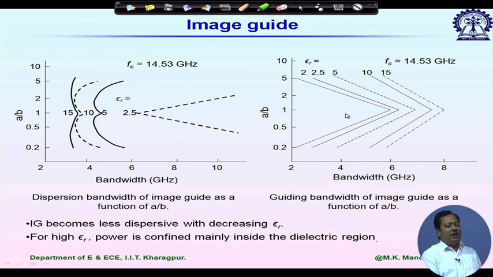Here we have the opposite variation. At A equal to B, it has the highest value, but with increasing epsilon r, the bandwidth is increasing. So from these design graphs, we have to choose an optimum value depending on our requirements, giving preference to less dispersion or maximum guiding bandwidth.